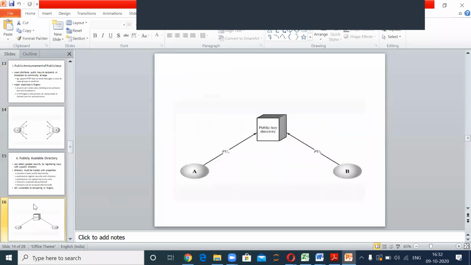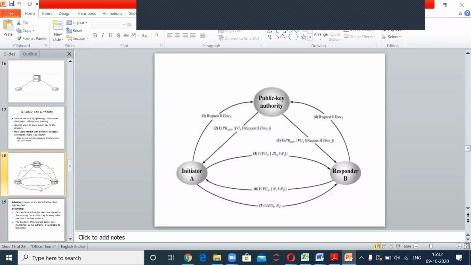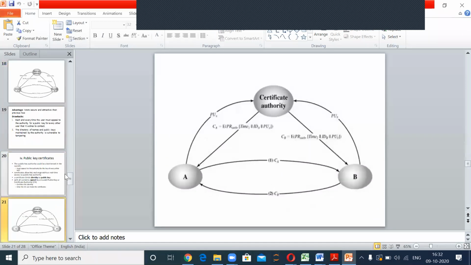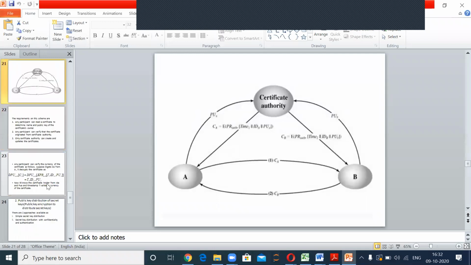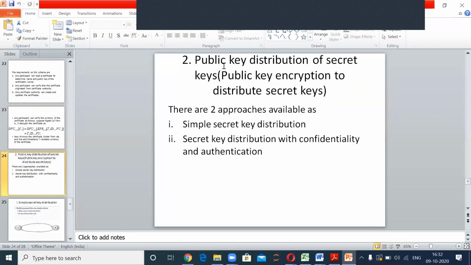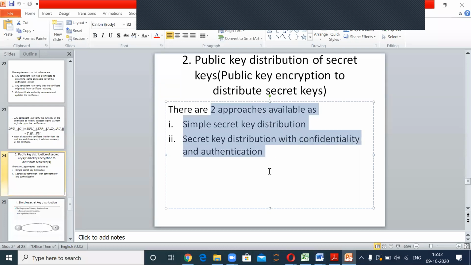These are represented diagrammatically in the key management system. This is the public key certificate. Next, similarly, in the second key management approach, the distribution of secret keys can be done in two ways. The two approaches are simple secret key distribution, and secret key distribution with confidentiality and authentication.